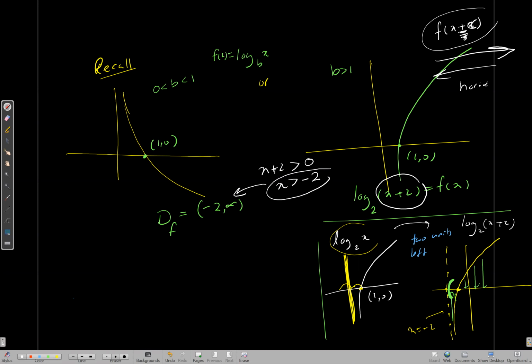And what else? How about this point right here? If you want to find that point, that means the y-intercept. The new x-intercept is (-1, 0). For the new y-intercept, the way to find that is, the x value is 0, so you put x equals 0 to find the y-intercept. When you put x equals 0, f of 0, that is the y value of the y-intercept, it's going to be log base 2 of (0 plus 2).